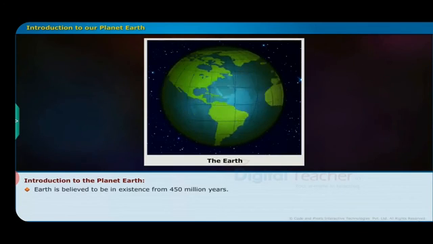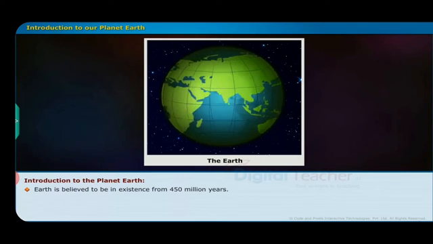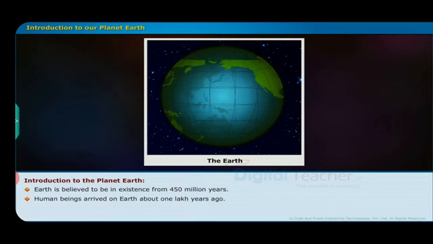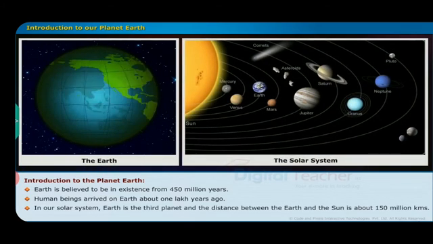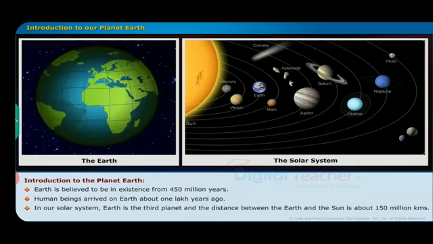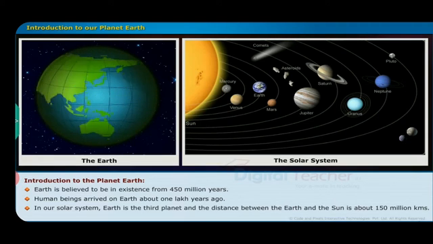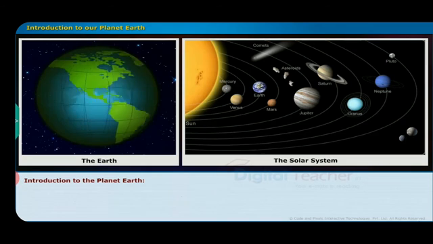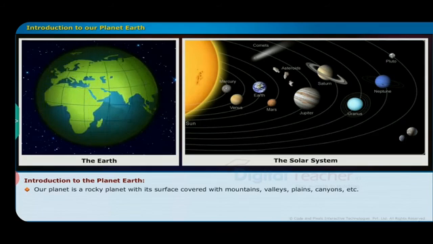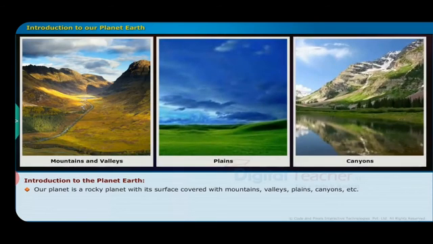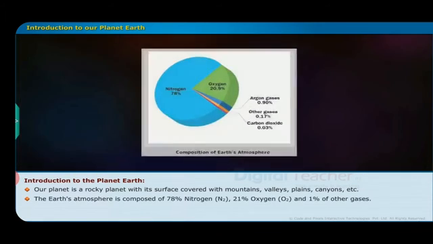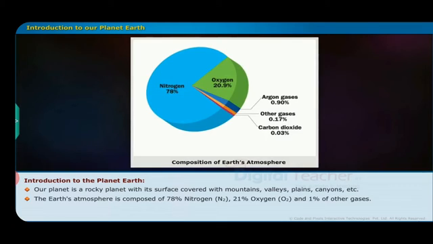Earth is believed to be in existence from 450 million years. Human beings arrived on Earth about 1 lakh years ago. In our solar system, Earth is the third planet and the distance between the Earth and the Sun is about 150 million kilometers. Our planet is a rocky planet with its surface covered with mountains, valleys, plains, canyons, etc. The Earth's atmosphere is composed of 78% nitrogen N2, 21% oxygen O2, and 1% of other gases.